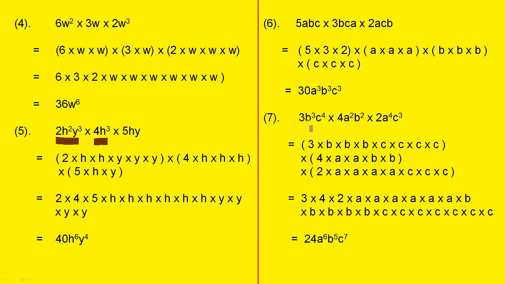Now over here, that term 3b cubed c to the power of 4 is there. 4a squared b squared is there. And 2a to the 4th c cubed is there. When you combine those together, you get your 3, your 4, and your 2. There are all the a's, there are all the b's, and there are all the c's. So it's 24a to the power of 6, b to the power of 5, and c to the power of 7.